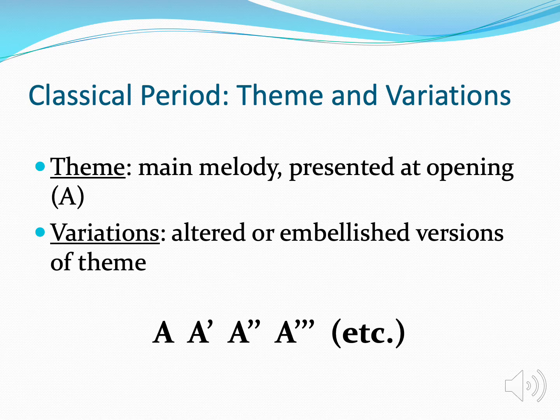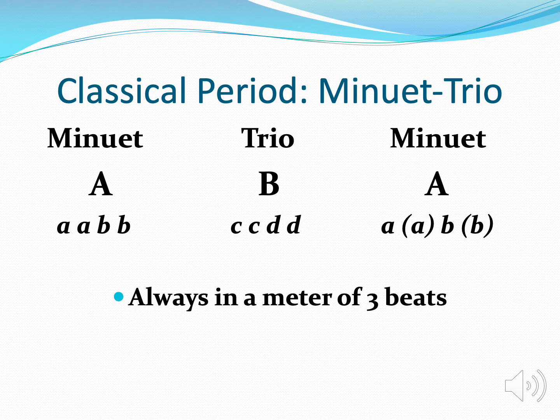Another form that your book goes over is known as the minuet trio form. The minuet is a dance. It originally was one of the dances in the Baroque dance suite. Remember those? The minuet is the only one of the Baroque dances that makes it out of the first half of the 18th century and is commonly featured in classical period music. The minuet is a dance that is in a moderate tempo and always in a meter of 3 beats.